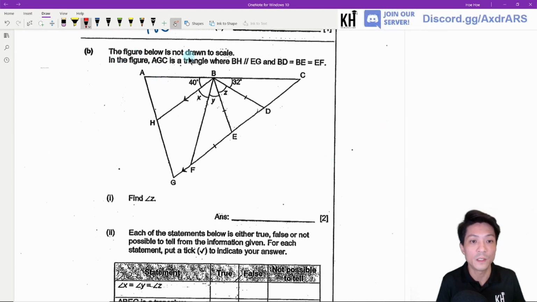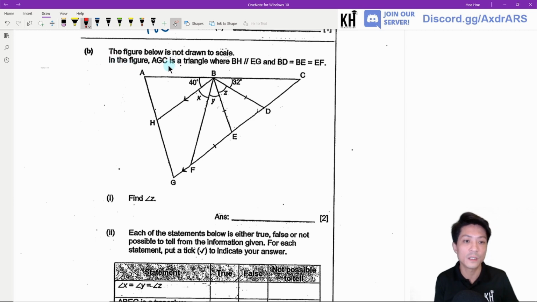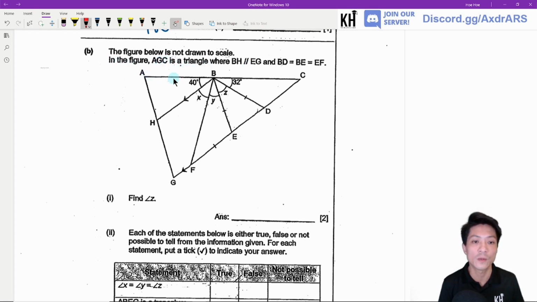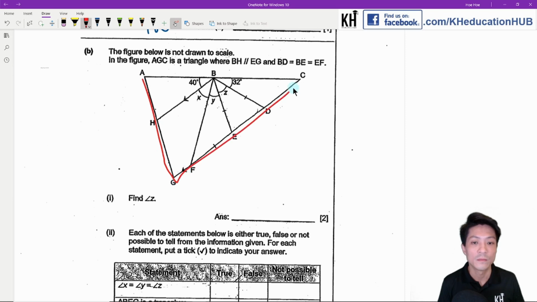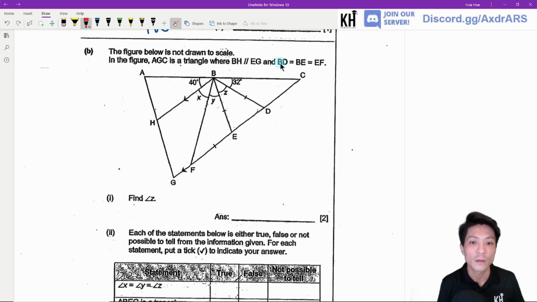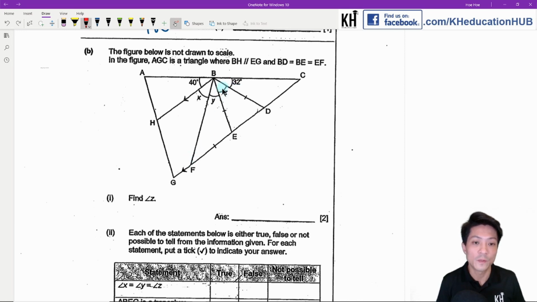Okay, part B, the figure below is not drawn to scale. The figure AGC is a triangle. BH is parallel to EG, and BD is equal to BE is equal to EF. It is already marked in the question. So first we need to find what is angle Z.